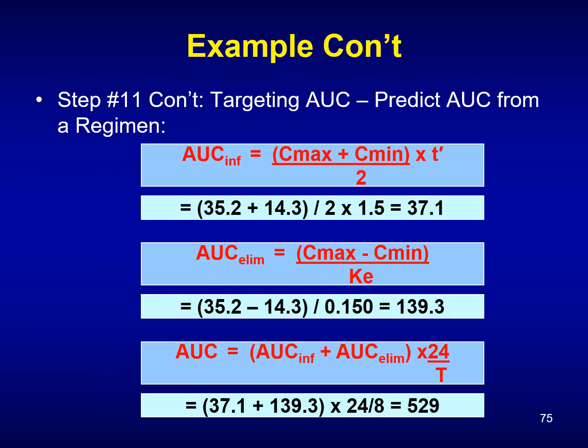Now we would estimate what the dosing regimen provides in terms of AUC. Remember, we have to add together the two trapezoids representing area under the curve during the infusion period and the elimination period. This is represented by the first two red equations. Then the third red equation will add together the top two. And so the AUC for a 24-hour dosing period is 529, which is within our AUC target range of 400 to 600.